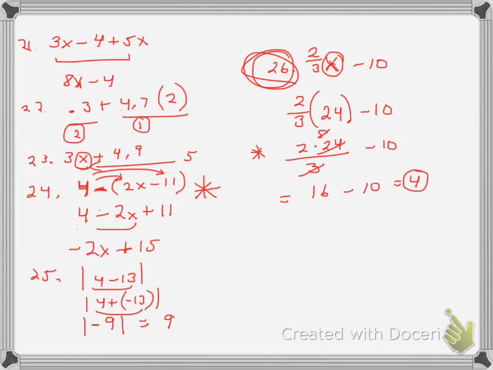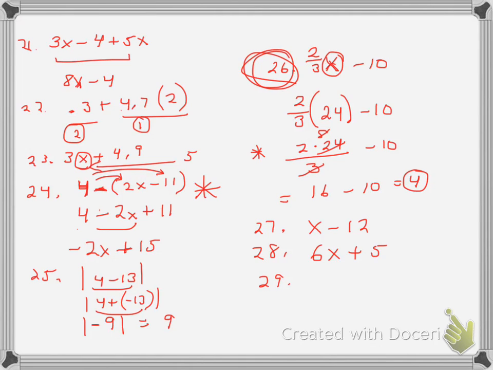27, write an expression for 12 less than x. That would be x minus 12. 28, write an expression for the product of 6 and x. The product is a multiplication, so 6 times x increased by 5, plus 5.